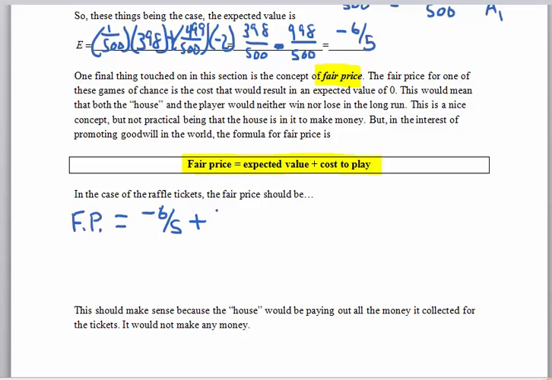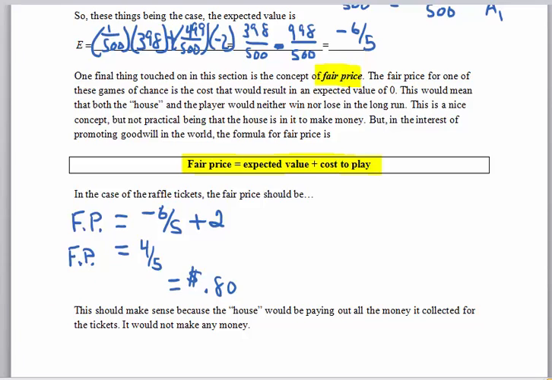And what was the cost to play? It was $2 for a ticket, right? So it was negative 6/5 plus 2, which is really 4/5. So the fair price is 4/5, which you should probably think of in this case as a decimal, because you're dealing with money. So this is really 80 cents.